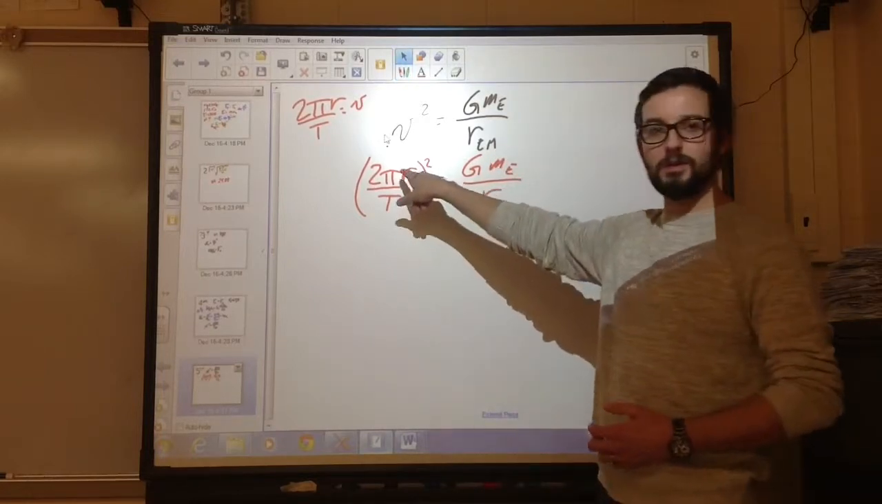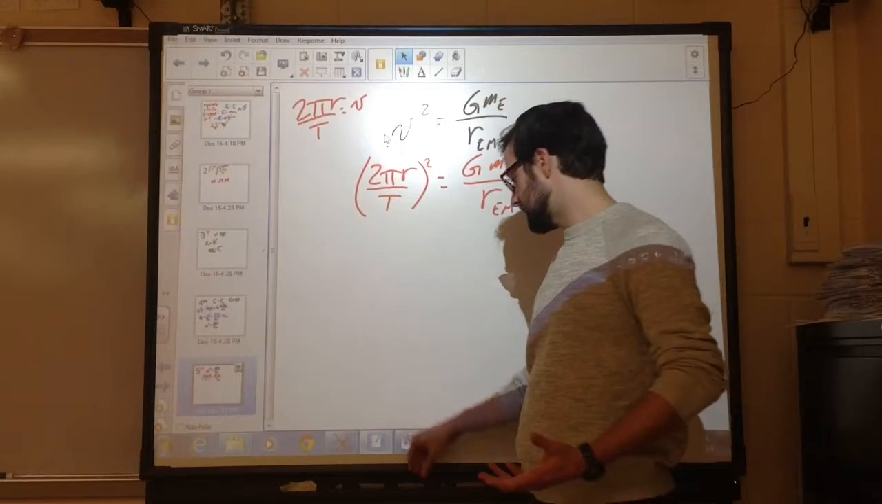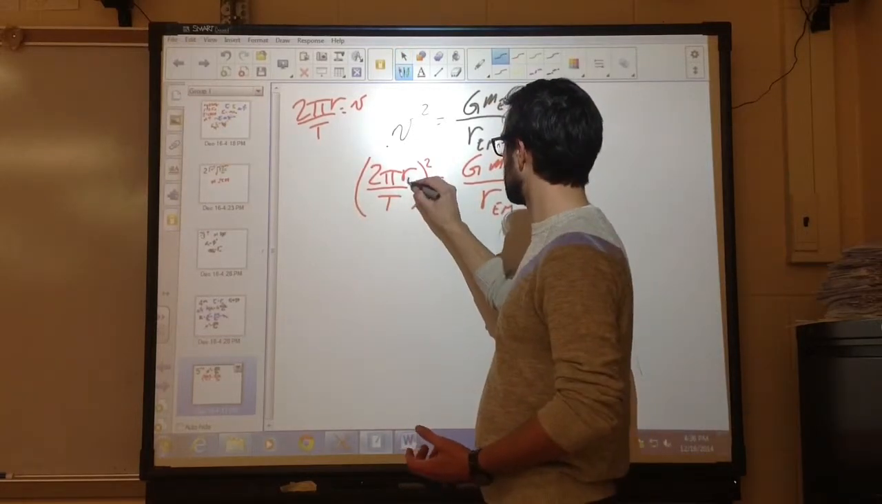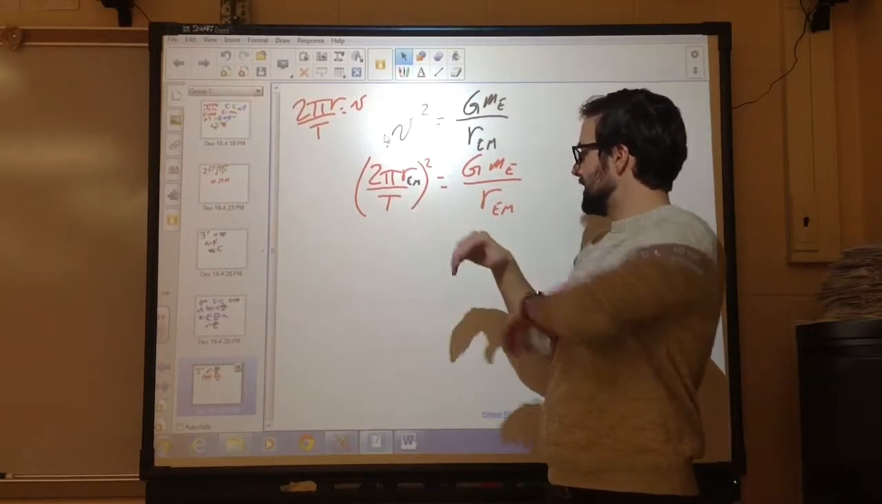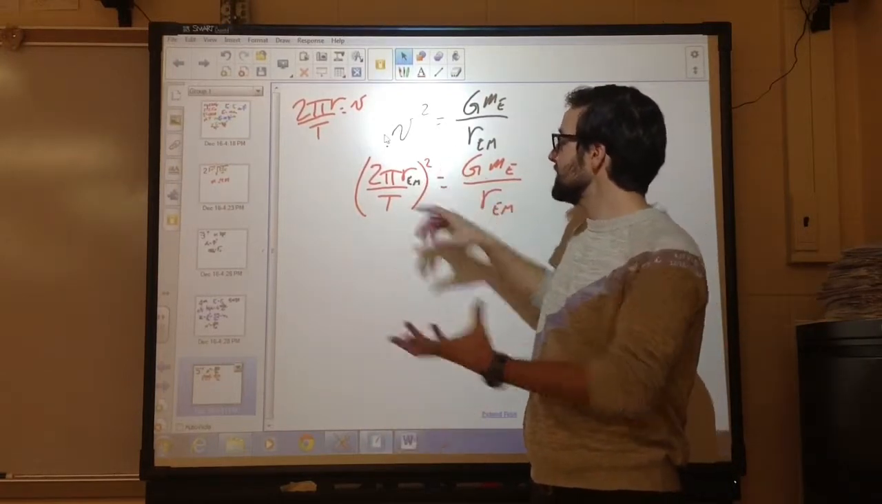By the way, this r is the radius of the circular path. It's the distance between the centers of mass. Okay, so now my unknown is trapped inside parentheses. It's going to have to be squared. Oh, but then it's in the denominator too.